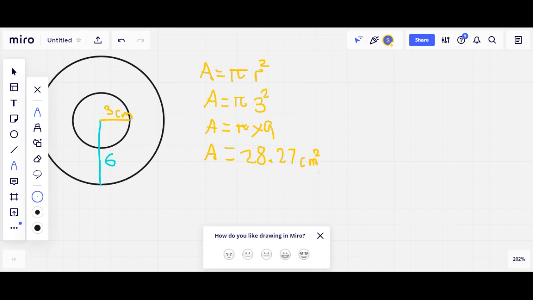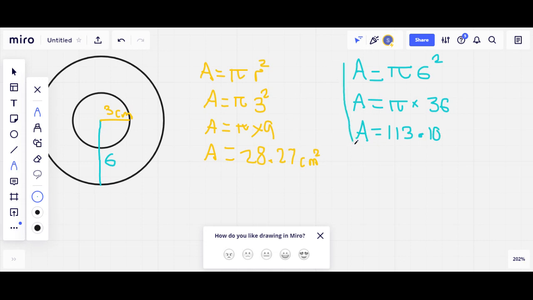So now we're going to find the area of the bigger circle, which we use the same method. So we've got here area is equal to pi multiplied by our radius squared. So our radius is 6 squared. So our area equals pi times 36. And then again, area is equal to 113. And we're going to round this again to 2 decimal places. So it'll be 113.10.